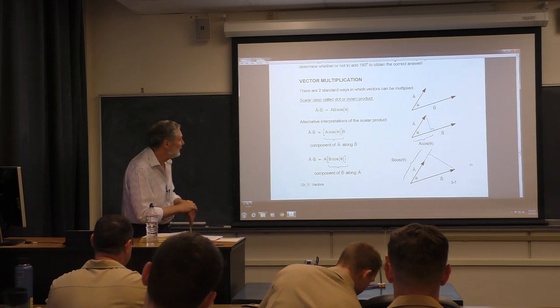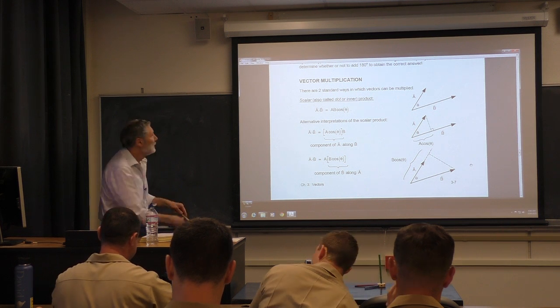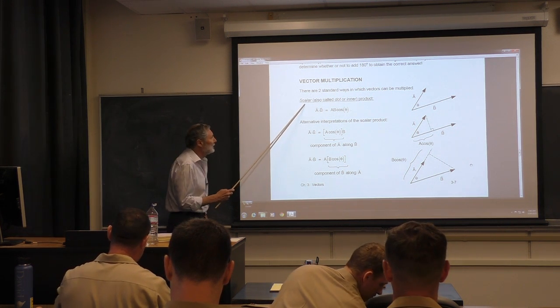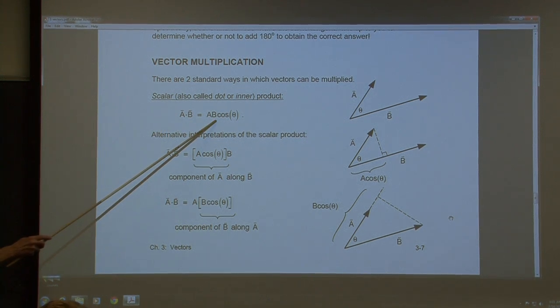Okay, and there's two standard products. They're very different, and we need them here. One's the dot product, or the scalar product. It's where you multiply two vectors and you get a scalar. And this is the way it's defined.